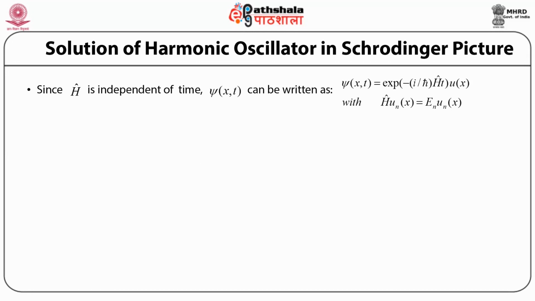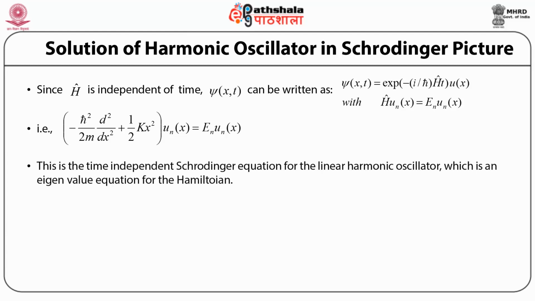Since operator H is independent of time, psi of x,t can be written as psi of x,t is equal to exponent of minus i by h cut into Hamiltonian operator into t into u of x, with the Hamiltonian operator acting on un of x is equal to En un of x. That is, minus h cut square by 2m into d2 by dx square plus 1 by 2 kx square within the brackets into un of x is equal to En into un of x.